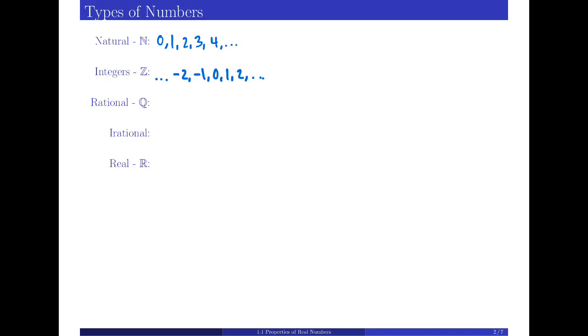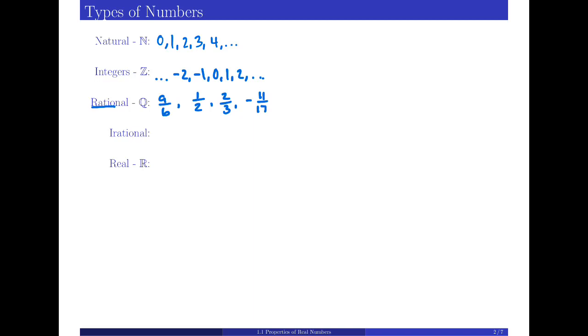Rational numbers, those are the numbers that can be written as a fraction. So in the word rational, we see ratio. But these are numbers that can be written as a fraction, so some A over B. So 1/2 is a rational number. 2/3, -11 over 17 is a rational number.